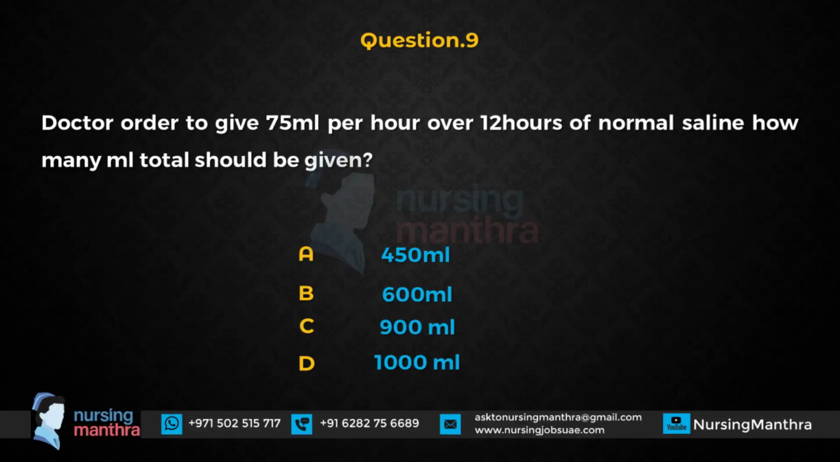Question number 9. Doctor ordered to give 75 milliliters per hour over 12 hours of normal saline. How many ml total should be given? A. 450 milliliters. B. 600 milliliters. C. 900 milliliters. D. 1000 milliliters.